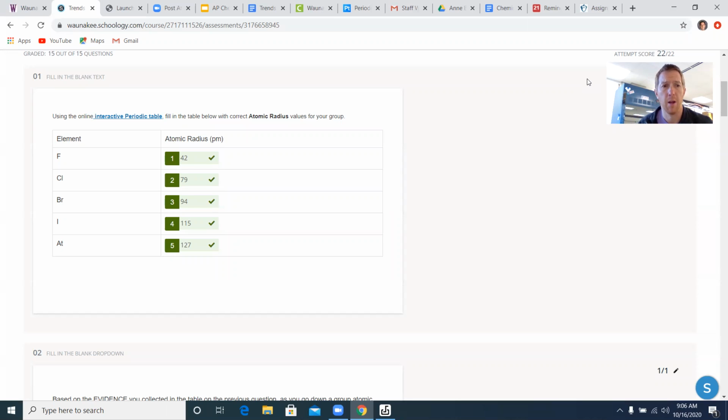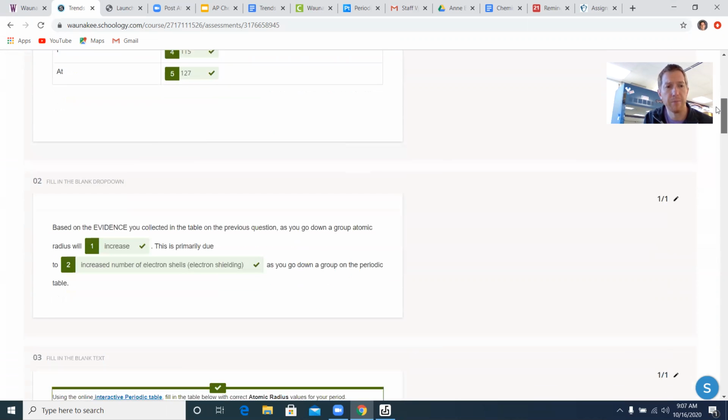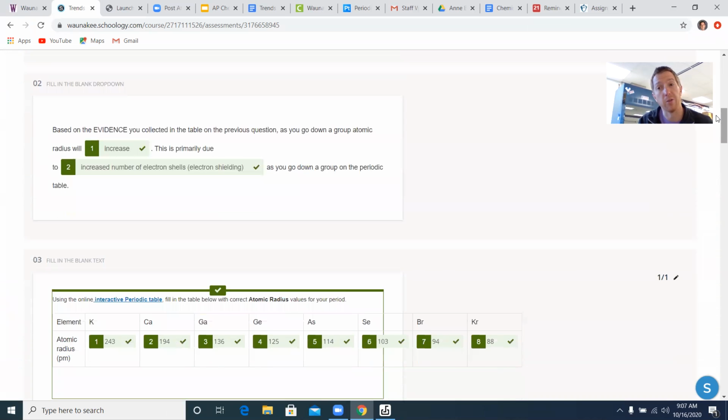Trends E-Lab. As you can see in front of me is question number 1. This was just typing in the numbers. Really nothing I have to go over there. That was out of 1 point. Question 2, and then also question 4 is where students started to struggle.